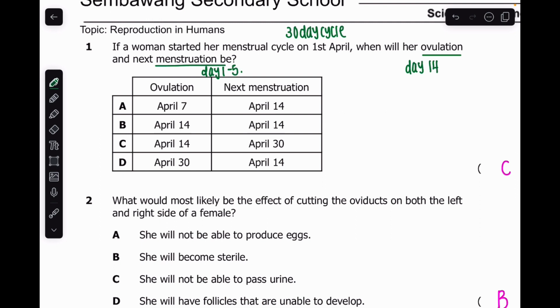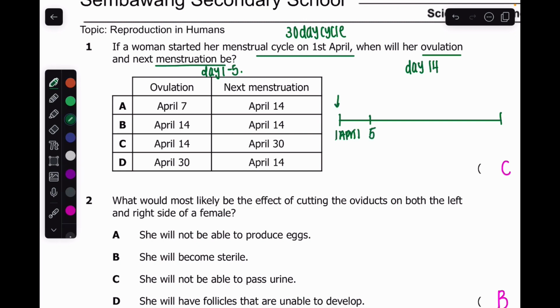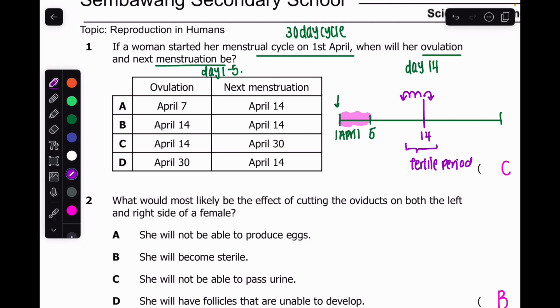Okay, so here, if she started her menstrual cycle on 1st April, if I were to draw a timeline, I would expect that from the 1st to the 5th of April, this is when she has her menstruation, 5 days. And then I expect that ovulation day is going to happen on day 14. About 3 days before and 1 day after, we say this is the fertile period. Okay, so they're asking us when ovulation will be, probably April 14, because that's 14 days from 1st of April.